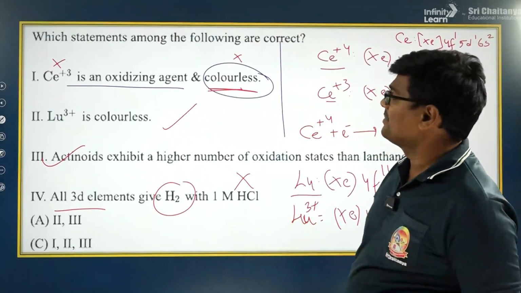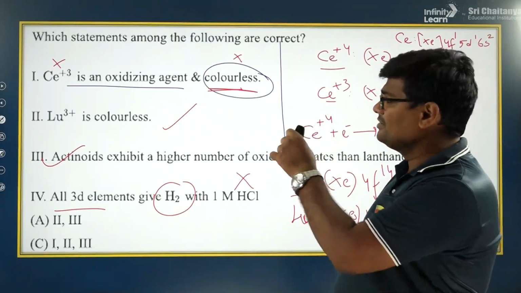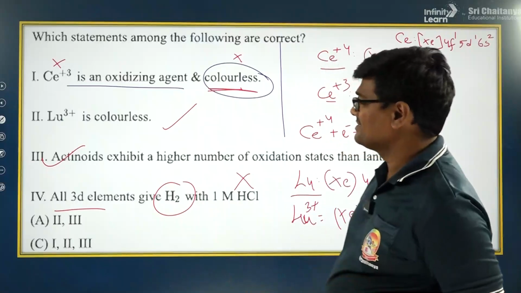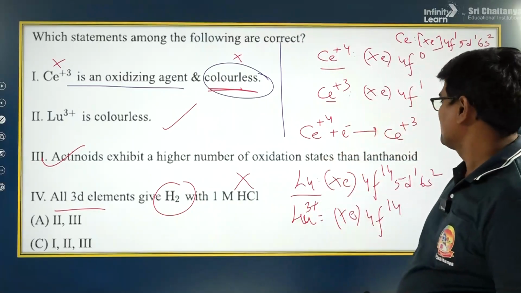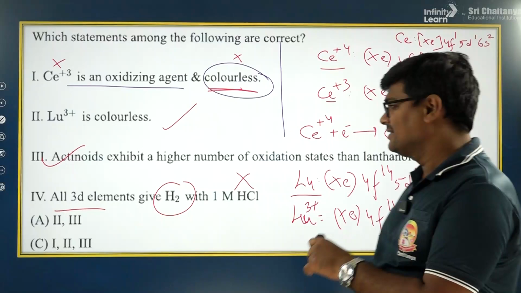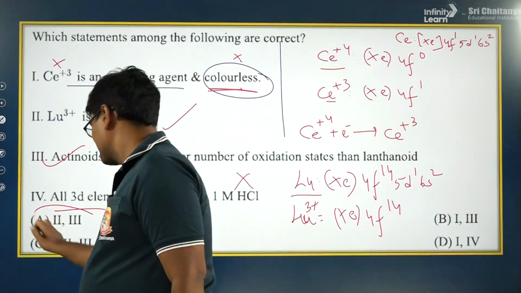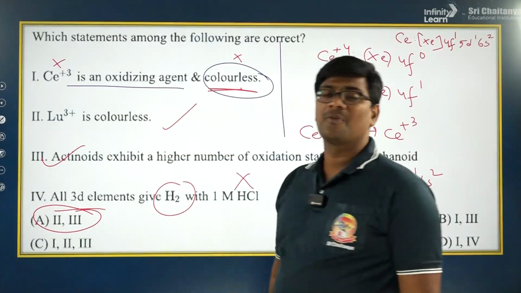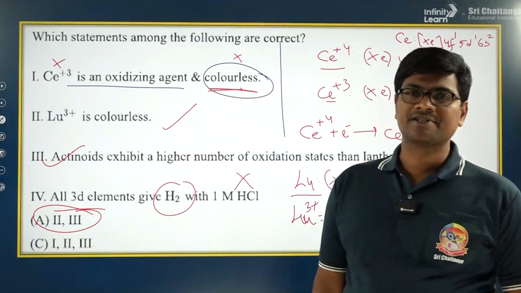So what are the right statements they have? Okay, lutetium 3+ is colorless. Actinides exhibit higher oxidation states than lanthanides. So 2 and 3 are the right statements. That means what is the correct option? Option A. Let's go for the next question.